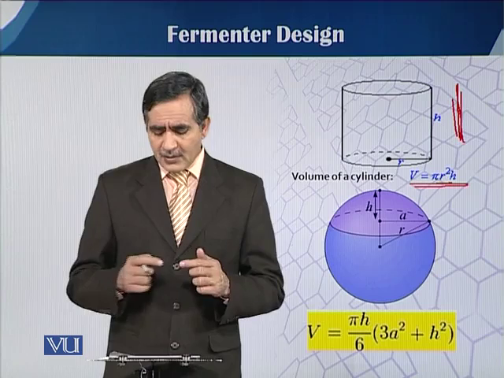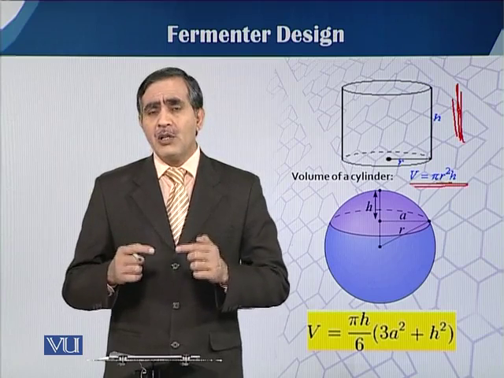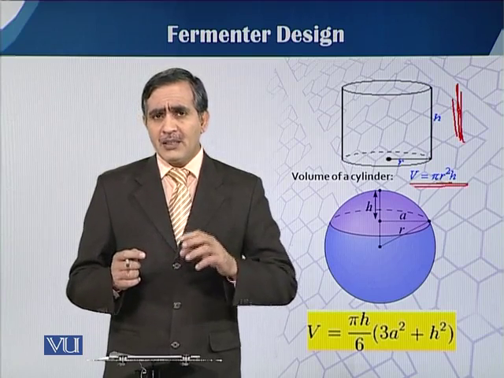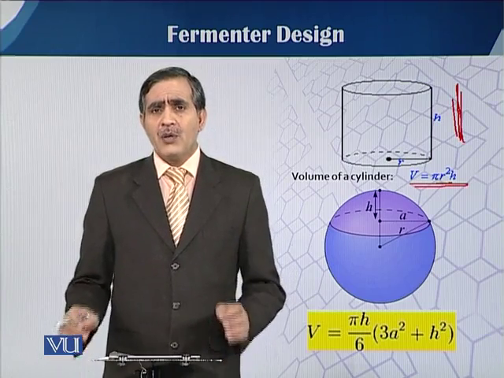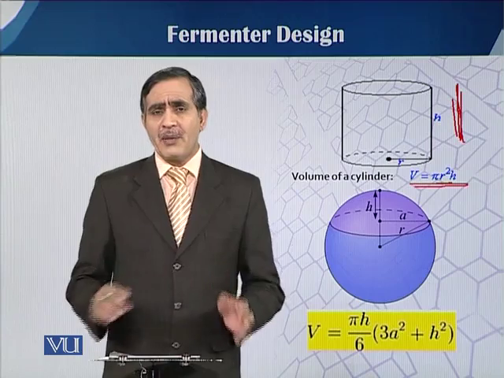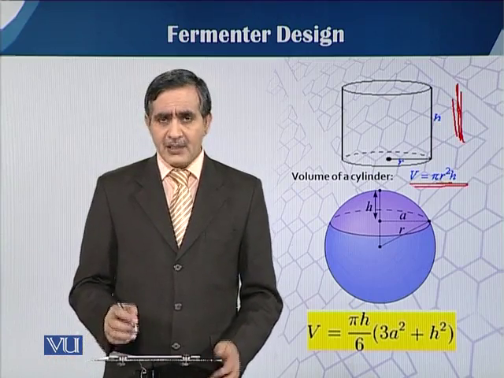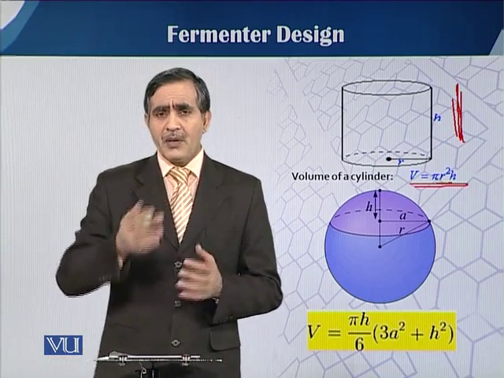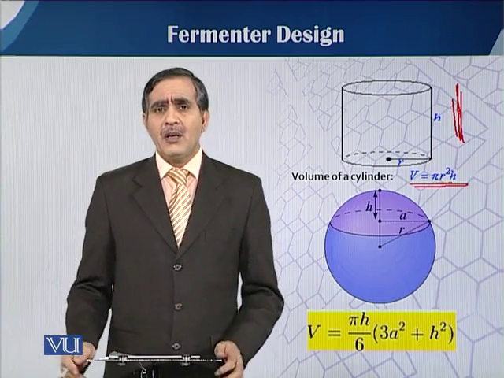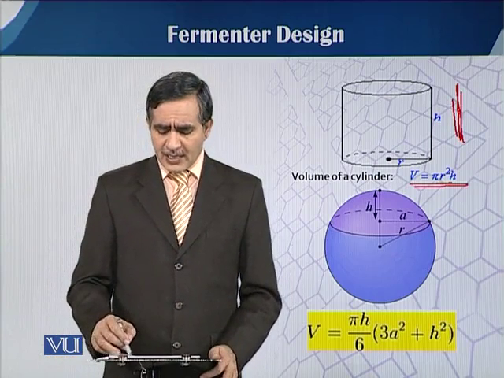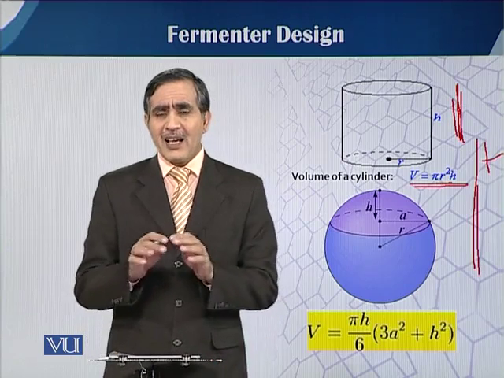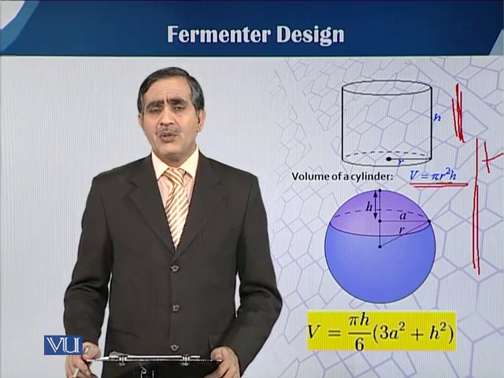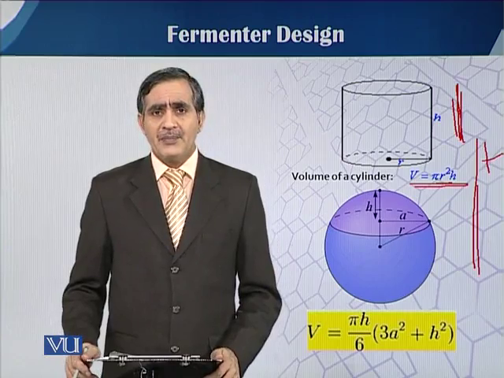Sometimes H and A are equal to R, but not all the time. If we know the H and A of a fermenter, then we can calculate the dome shape and the round bottom, and by adding these two volumes we can calculate the total volume of a fermenter vessel.